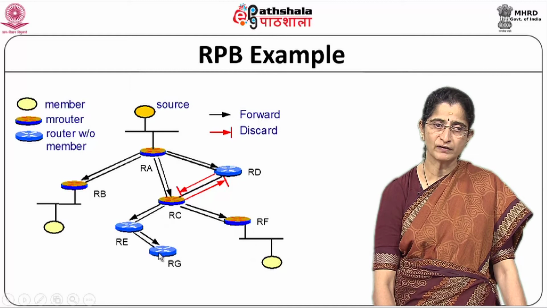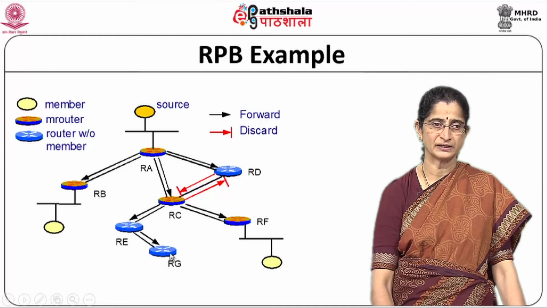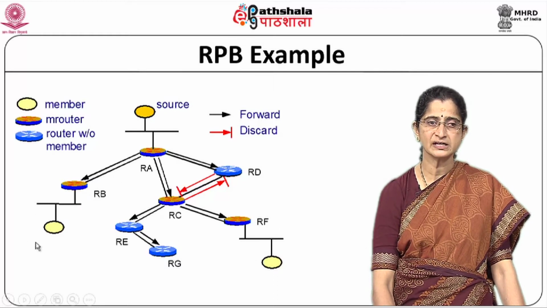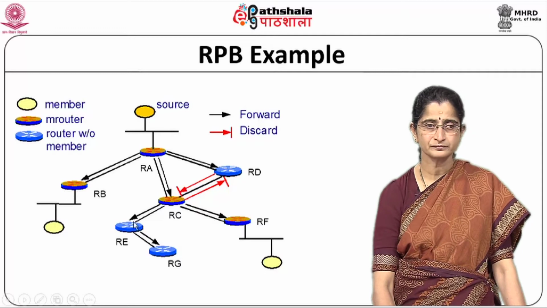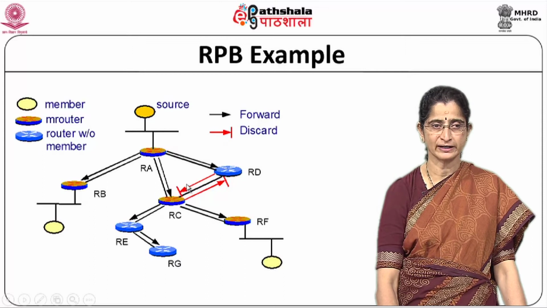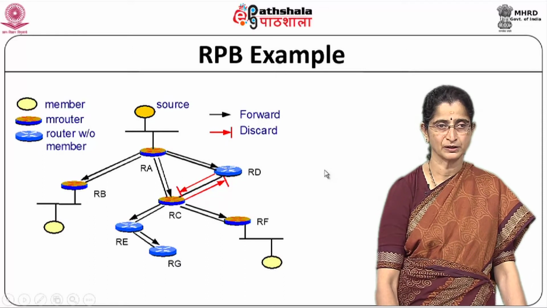Now, RE will forward it to RG. Okay. Now, RG does not have anybody else to forward it to, so it will just drop that. Okay. Now, similarly here RA would have forwarded to RB and RB again will send it to the destination node. Okay. So, this is our reverse path broadcast mechanism, and where you forward and where you discard is what we need to note in this particular step.